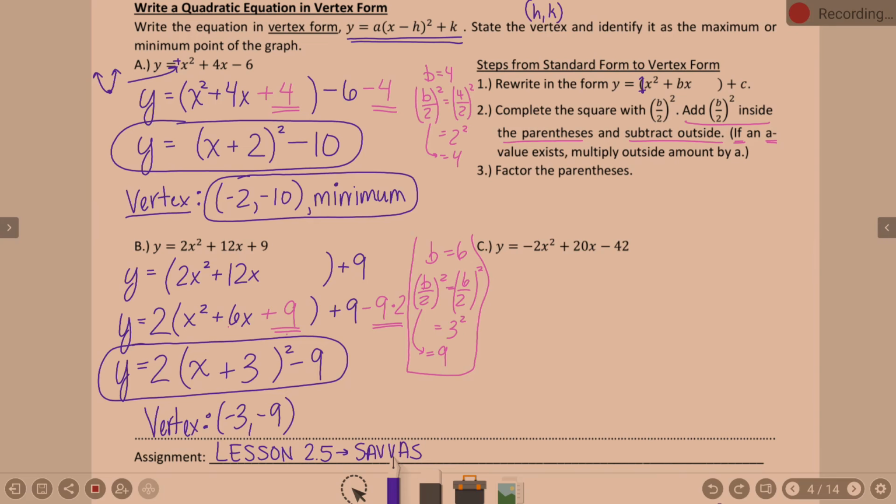Again, it's that plus 3 in the parentheses that tells us to go left 3, yes? So we use the opposite sign. And is that vertex the minimum of the parabola or the maximum? The A value is positive, yes? That A value being positive 2 tells me my parabola opens right side up. So that means that this vertex is a minimum.